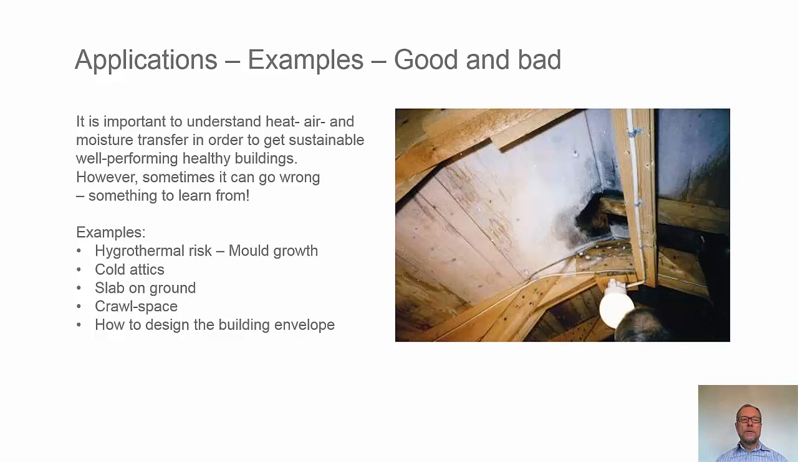This video will show a few applications and a few examples. In general, it's important to understand heat, air and moisture transfer in order to get sustainable, well-performing, healthy buildings. However, sometimes it can go wrong, but it's something to learn from. The examples we are going to show are hydrothermal risk, mold growth, cold attics, slab on ground, crawl space, and lastly, how to design the building envelope.